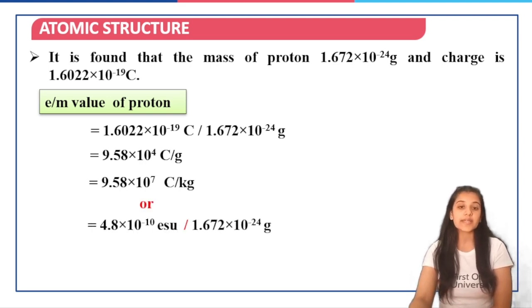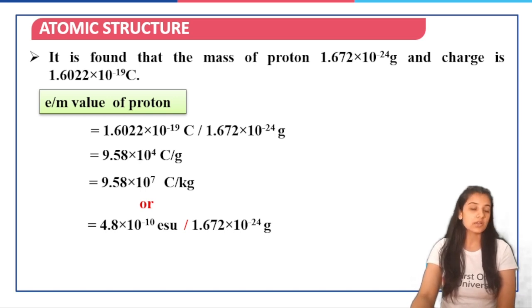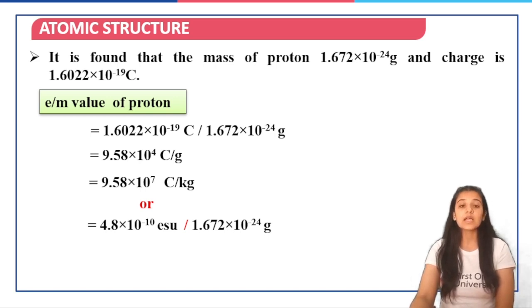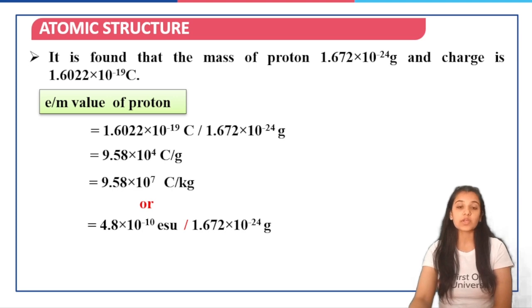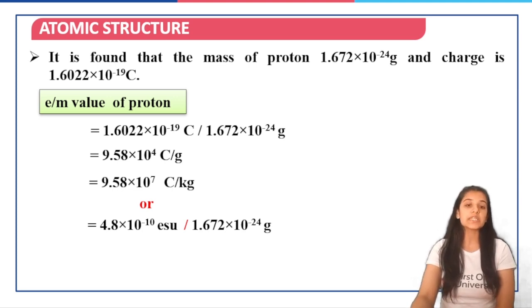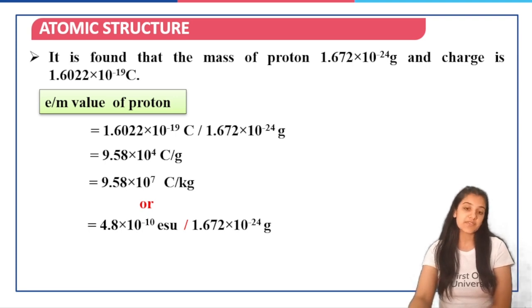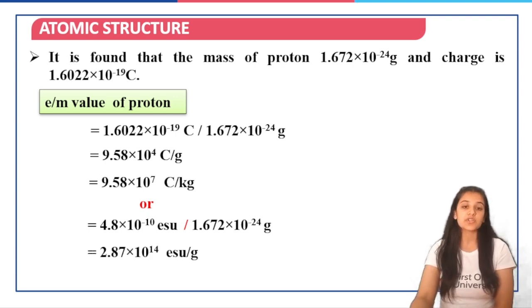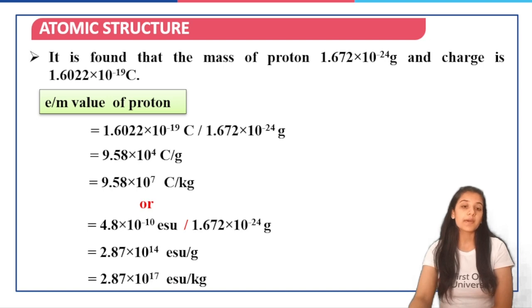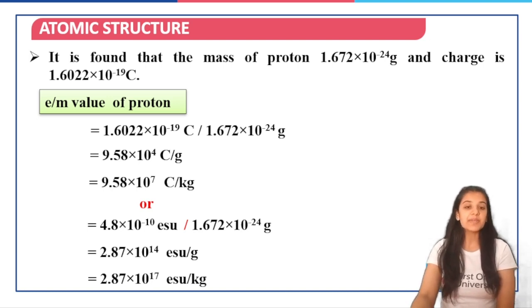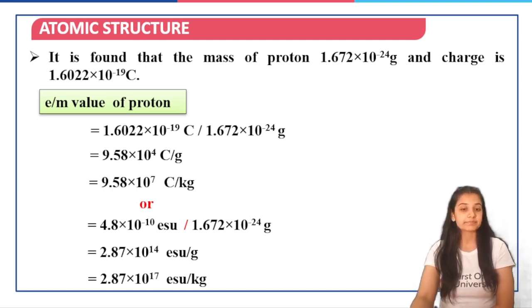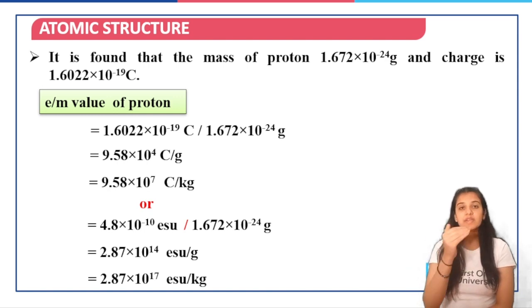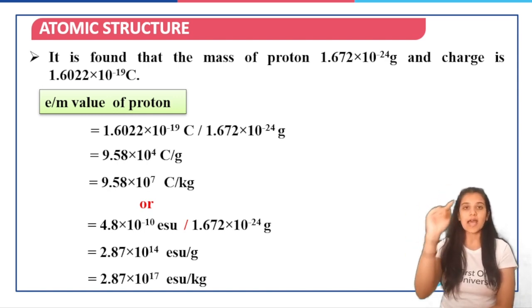Or you can also write it in CGS units instead of the SI units, as 4.8 × 10^-10 ESU divided by 1.672 × 10^-24 grams, and it turns out to be 2.87 × 10^14 ESU per gram. Or per kilogram also can be written by simply dividing it by 1000. So in the denominator, when we divide, it goes into the numerator, gets multiplied by 1000.